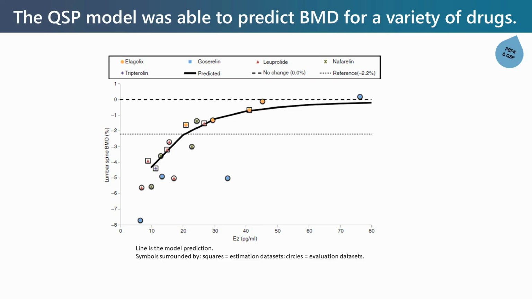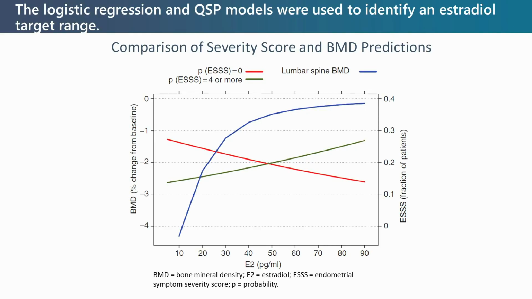To recap, the logistic regression model of ESSS scores served as the model for efficacy, and the QSP model served as the model for safety. Although the two models were not directly connected, with no information exchanged directly between them, the models still work together to give an integrated view of the safety and efficacy profiles as a function of estradiol concentration.